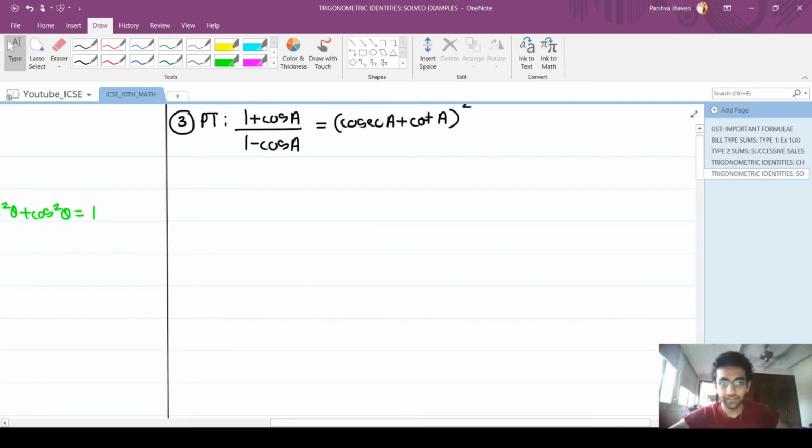This is a very simple sum. There's only one step which you need to know, the third one. At the first glance, you won't get what to do, but this is my method of solving it. (1 plus cos A) upon (1 minus cos A).